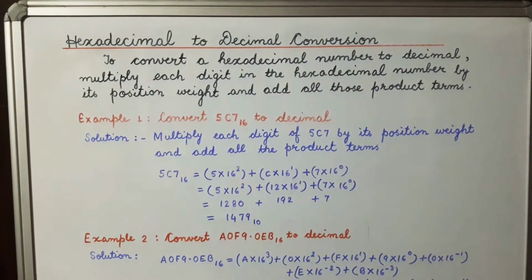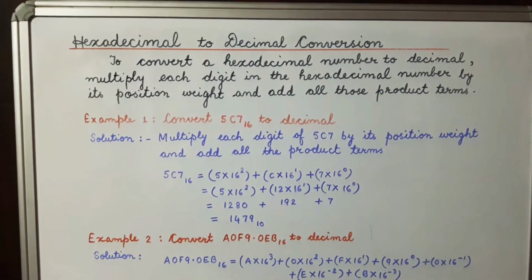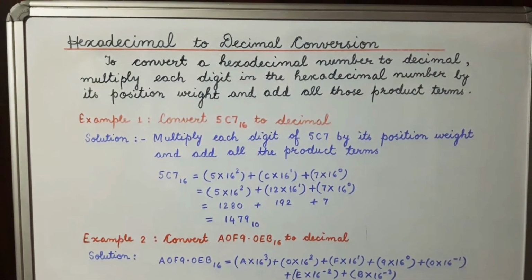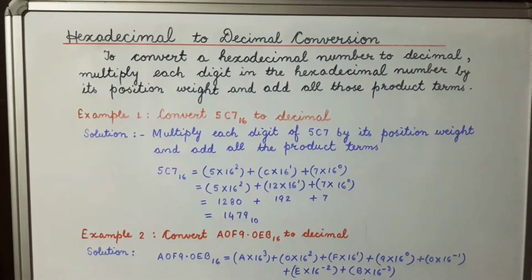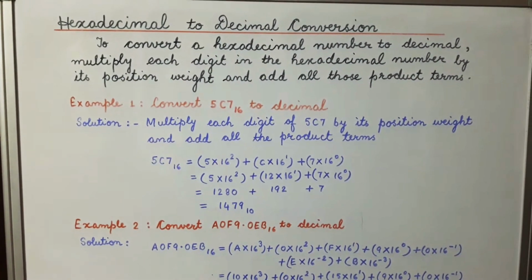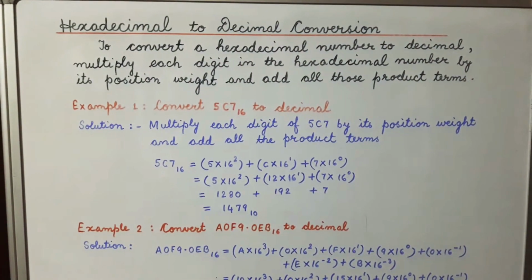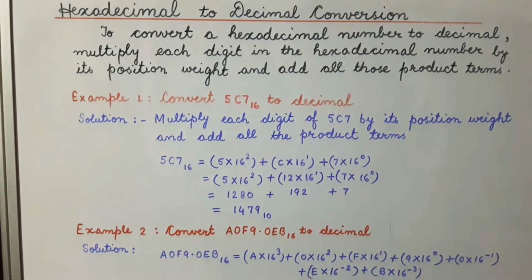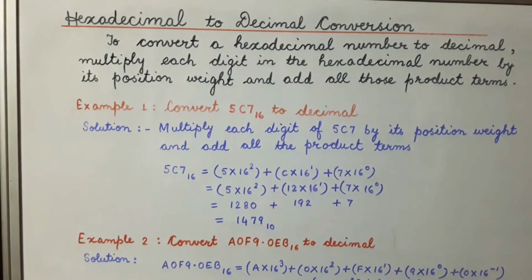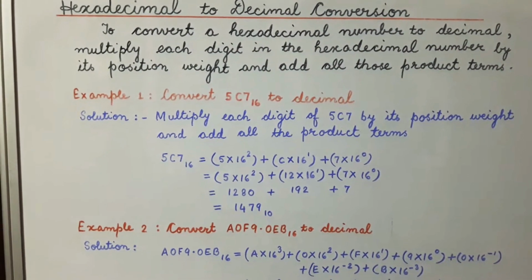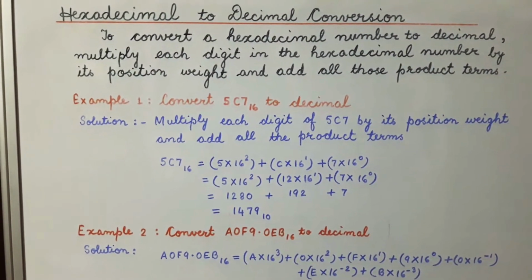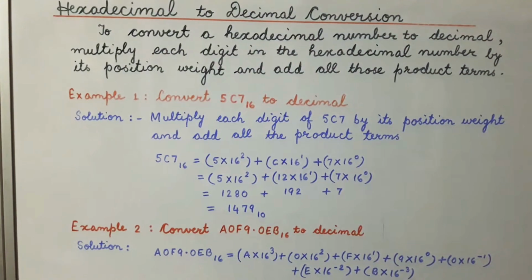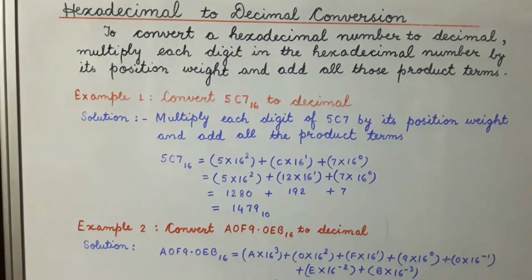Now, in order to convert a hexadecimal number to a decimal number, we will multiply each digit in the hexadecimal number by its position weight and add all those product terms. Let us understand this with the help of an example. In example 1, we have to convert the hexadecimal number 5C7 to decimal. So we will multiply each digit of 5C7 by its position weight and then we will add all the product terms.